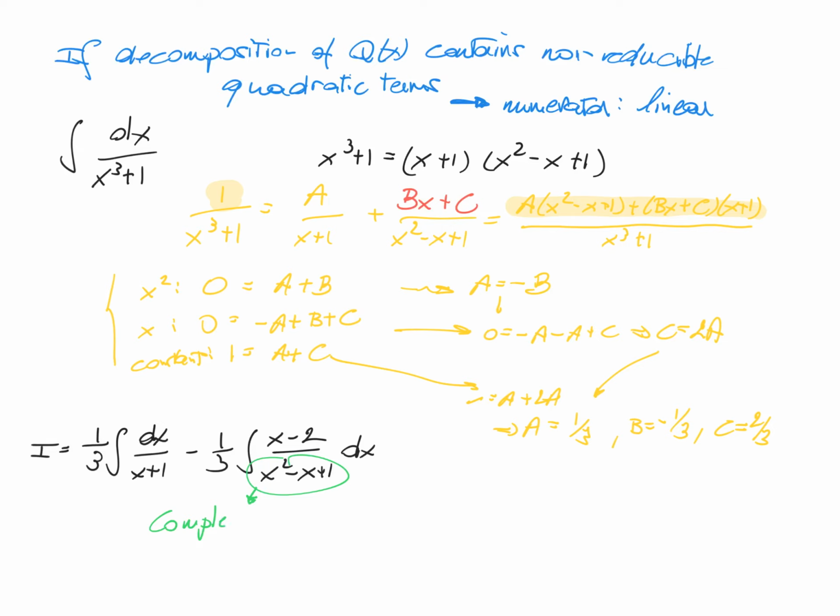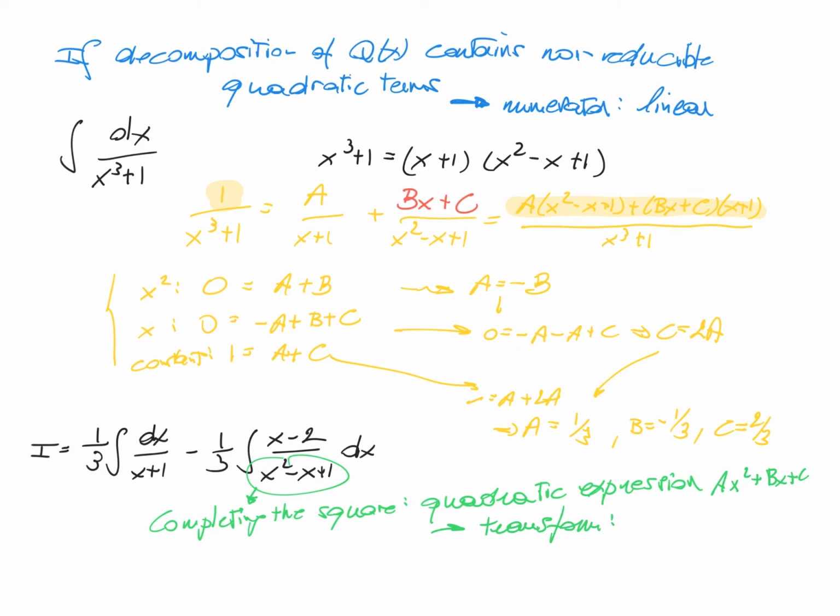So completing the square. What we do here is you have a quadratic expression, a general quadratic expression of ax squared plus bx plus c, which you will often find in integrals. What you will do by completing the square is to transform this into something of the form x squared plus a squared or x squared minus a squared.